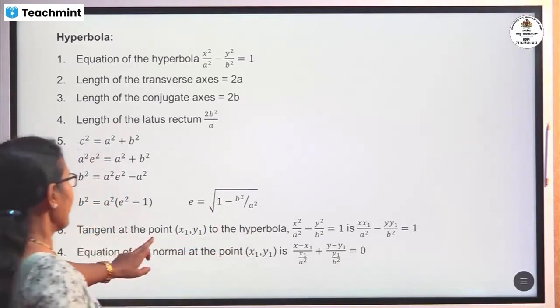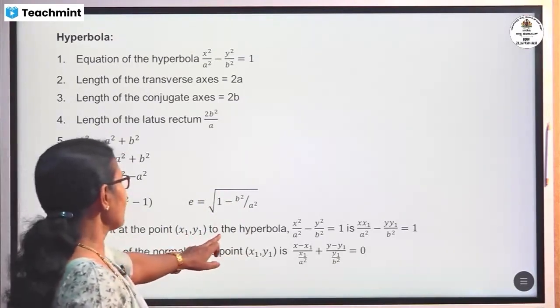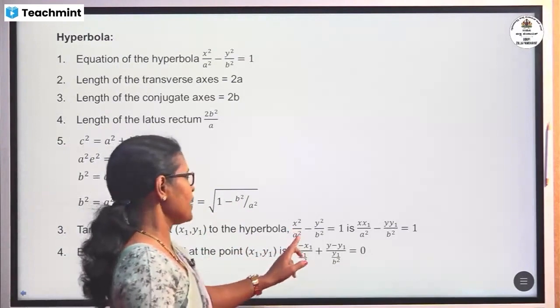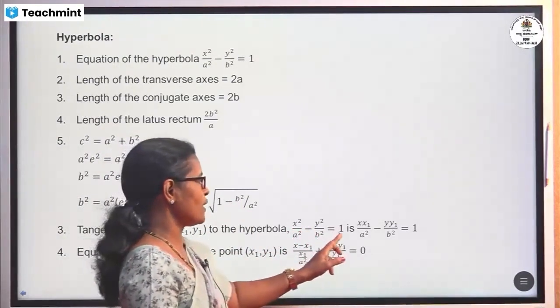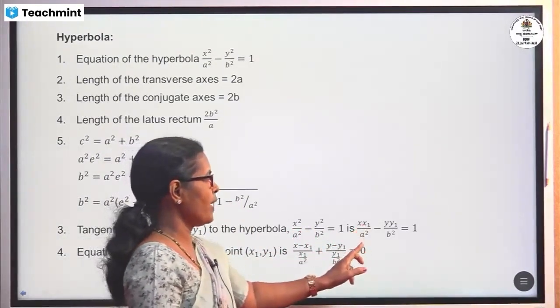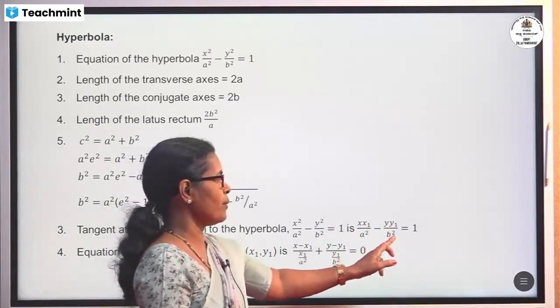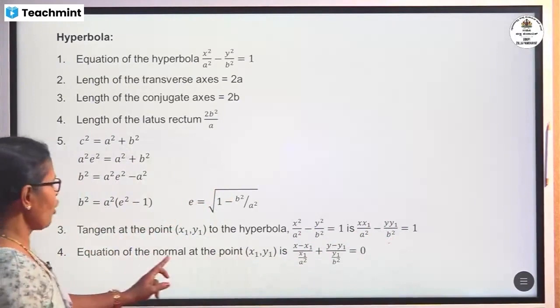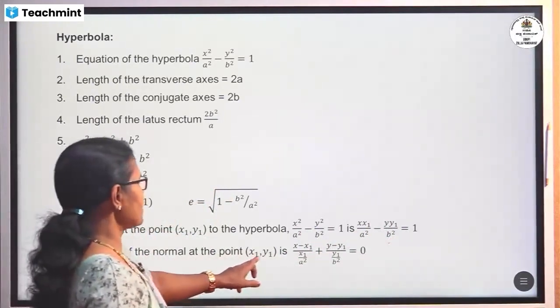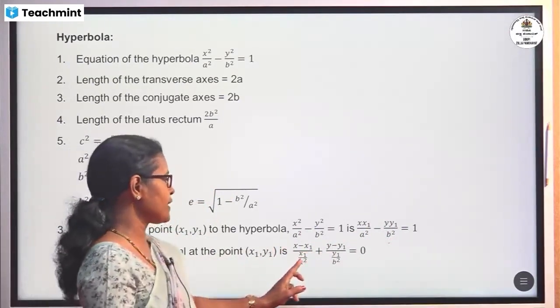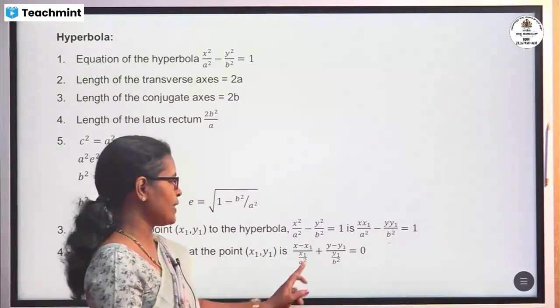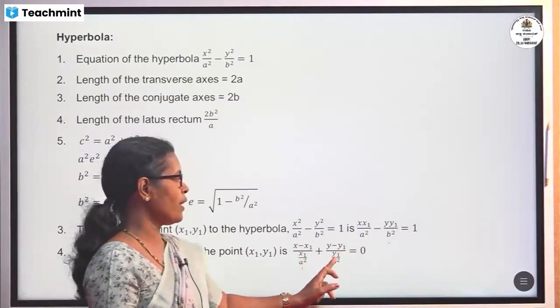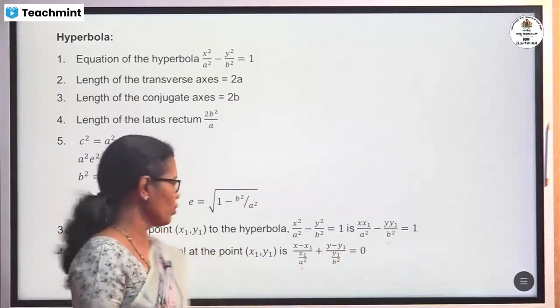Tangent at the point x1 y1 to the hyperbola, x square by a square minus y square by b square is equal to 1, is x1 by a square minus y1 by b square is equal to 1. Equation of the normal at the point x1 y1 is x minus x1 divided by x1 by a square plus y minus y1 by b square is equal to 0.